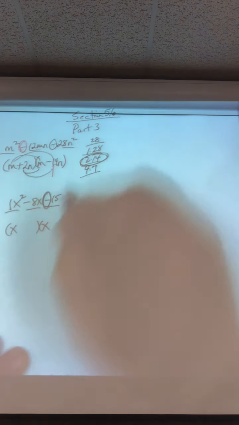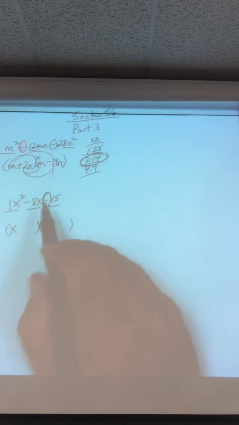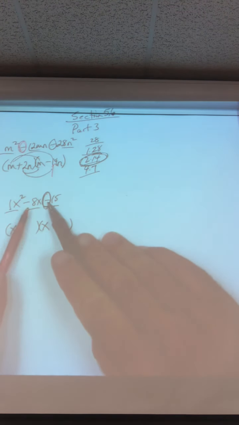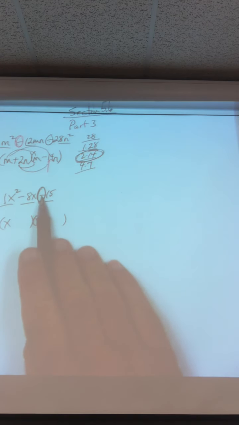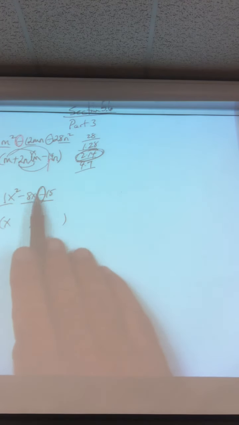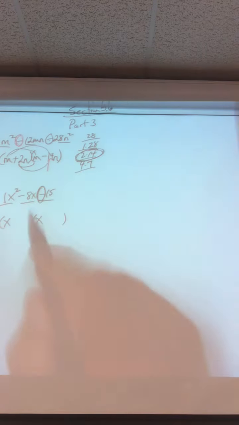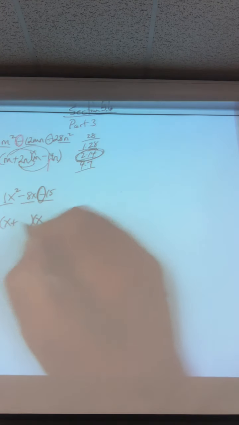What does this tell me? Signs are different. Now again, don't make the mistake of looking at both of these signs at one time. You look at just that sign. If that's a minus, the signs are always different. If that's a plus, the signs are always the same. So that minus there means the signs are definitely different.